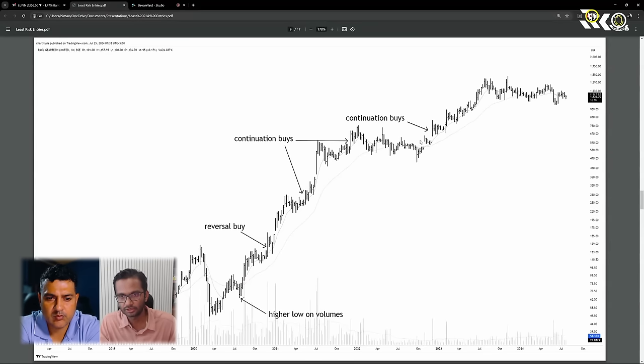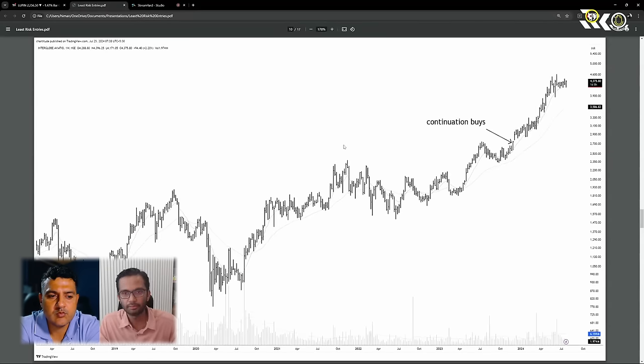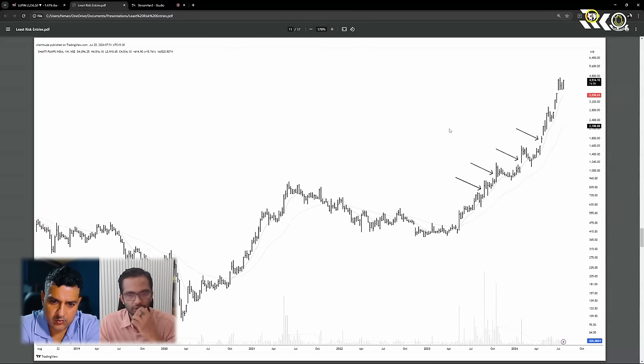Another example is this. A stock will offer you multiple continuation buys in an uptrend. For example, a continuation buy in Indigo. If you see today's chart, it is still in a very tight range, so that's a continuation buy. Here the probability of winning is higher for you. So these are all examples of continuation buys.